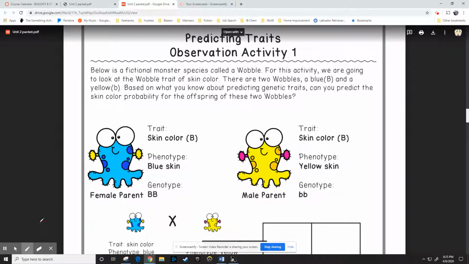So when you open up, you see these two wobbles here. I have two wobbles, one that is blue. Here we can see that blue has the trait capital B. And then we see that we have a yellow one over here. We know that yellow is going to be a lowercase b. That tells us that the blue skin is going to be our dominant allele, and our yellow skin is our recessive allele.